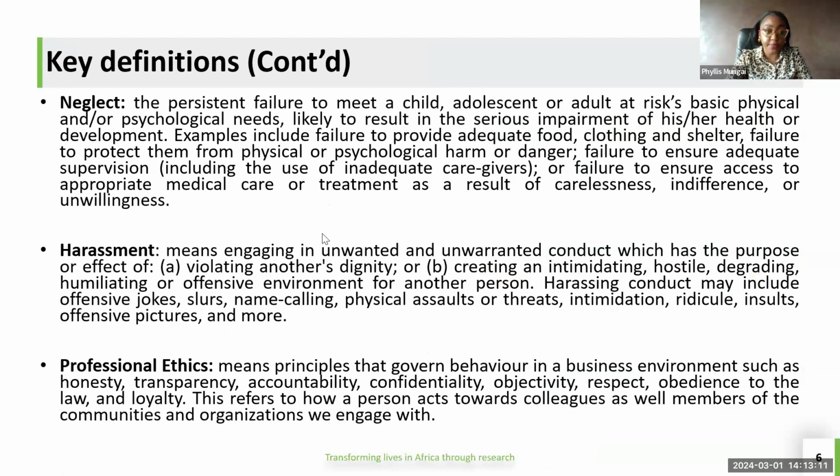Then we move on. There is neglect, and this is the persistent failure to meet a child, adolescent, or adult at risk's basic physical or psychological needs, and is likely to result in the serious impairment of his or her health or development. Some examples include failure to provide adequate food, clothing, and shelter, failure to protect them from physical or psychological harm, or danger, failure to ensure adequate supervision, including the use of inadequate caregivers, or failure to ensure access to appropriate medical care or treatment as a result of carelessness, indifference, or unwillingness.